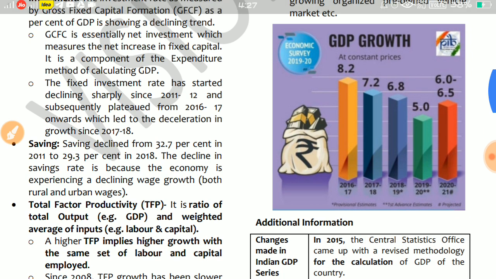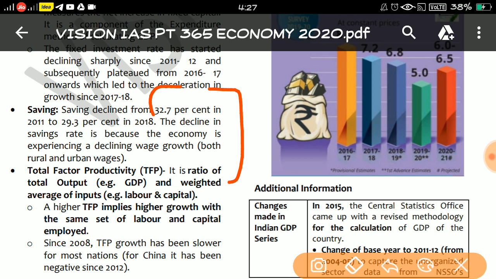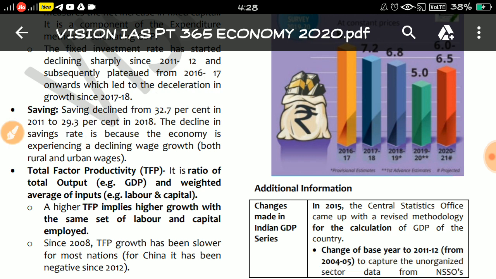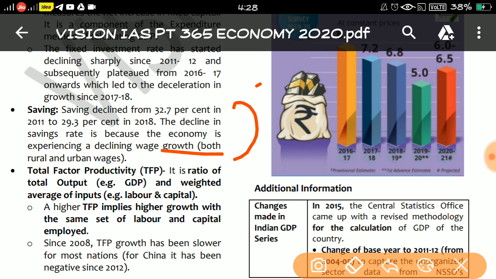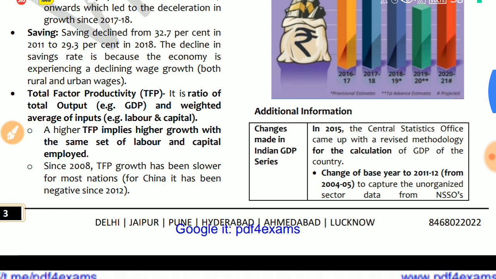Apart from that, the third component which you can use to substantiate this is saving. Saving has declined from 32.7% in 2011 to 29.3%. So you have to remember for your prelims that there is a decline in the saving rate. It is because the economy is experiencing declining wage growth. Because of declining wage growth, there is a decline in saving as well. Kindly remember this.